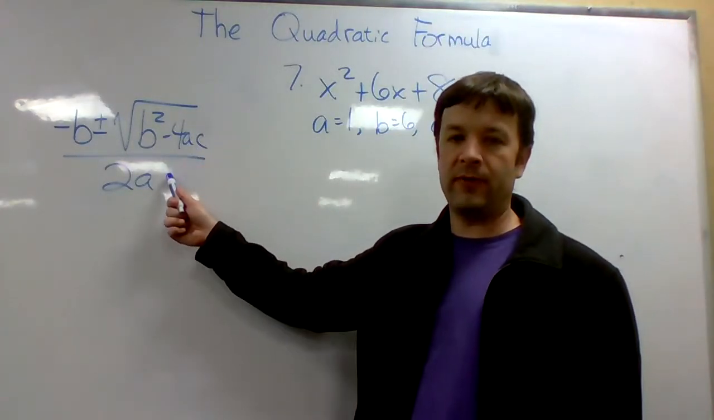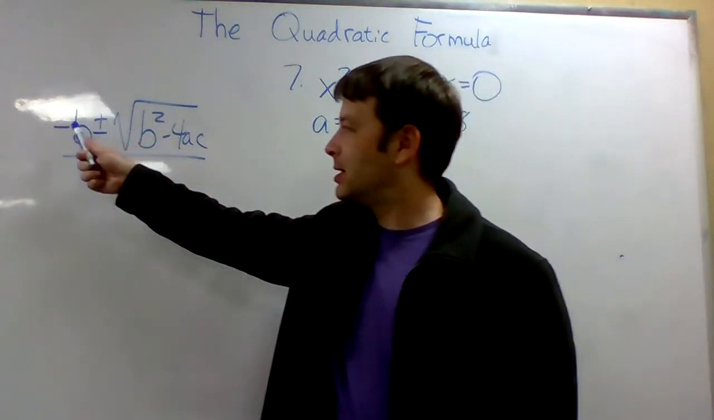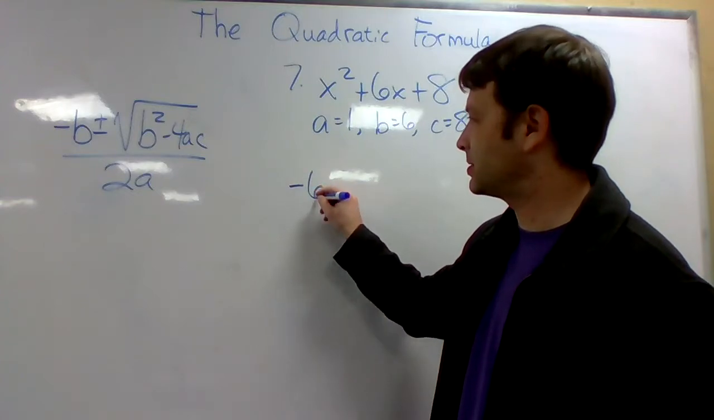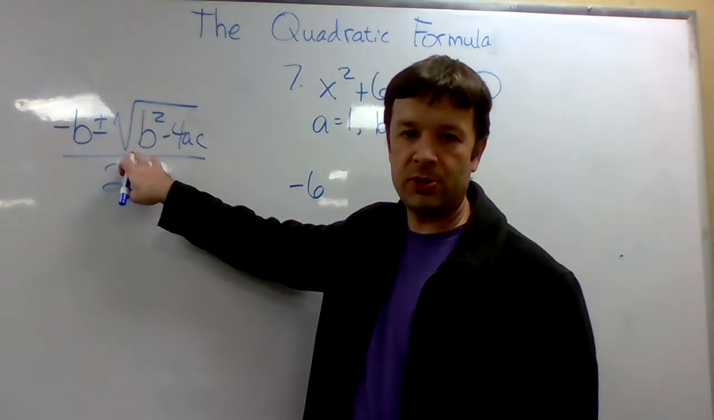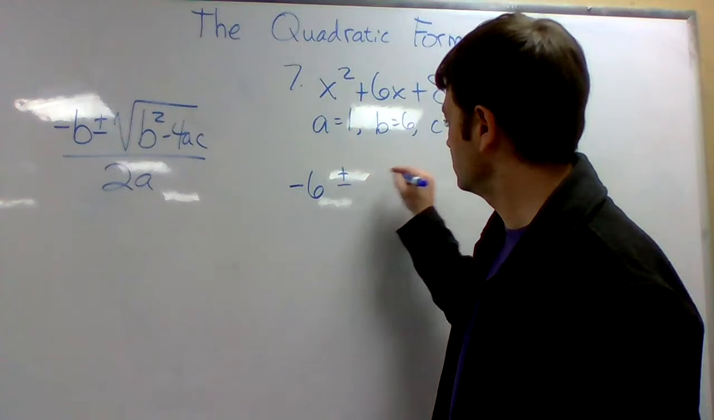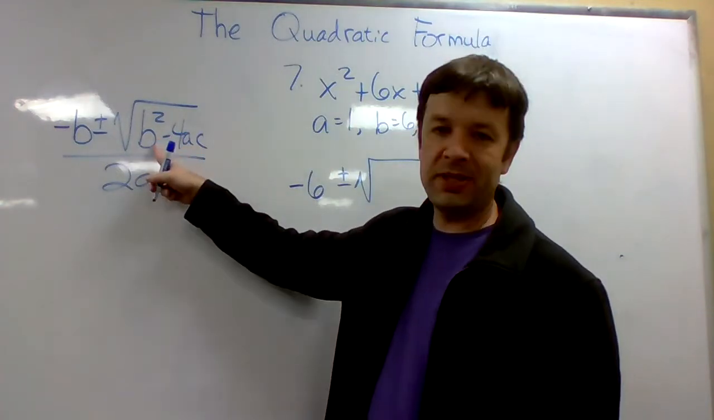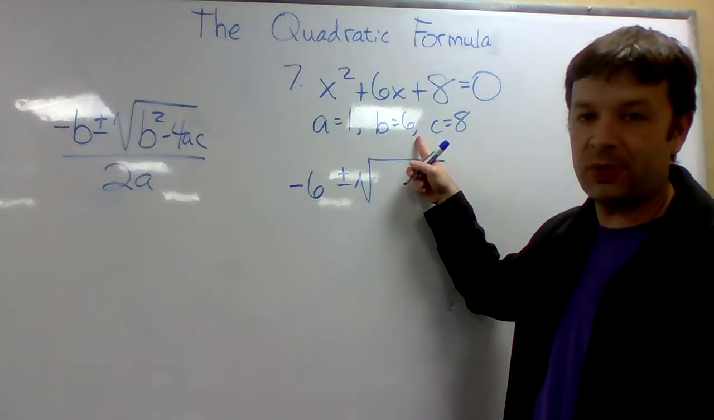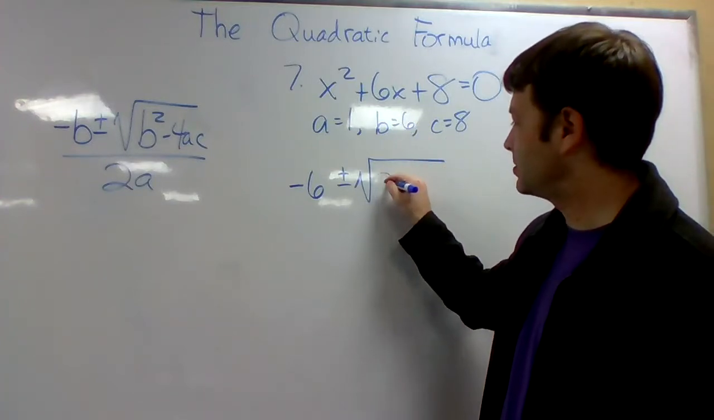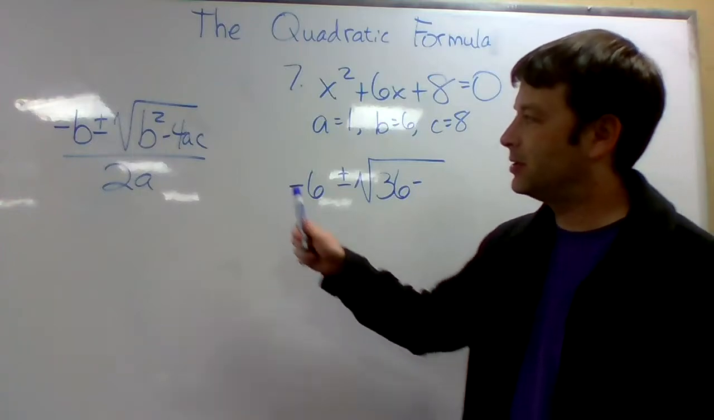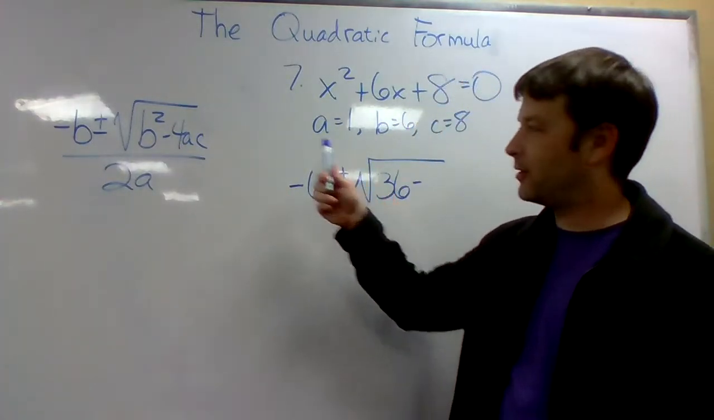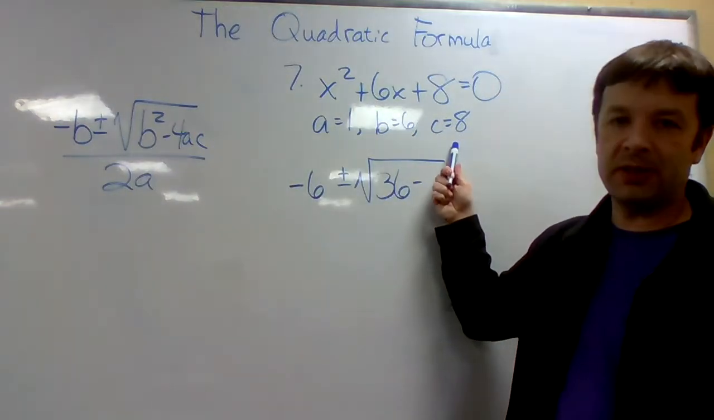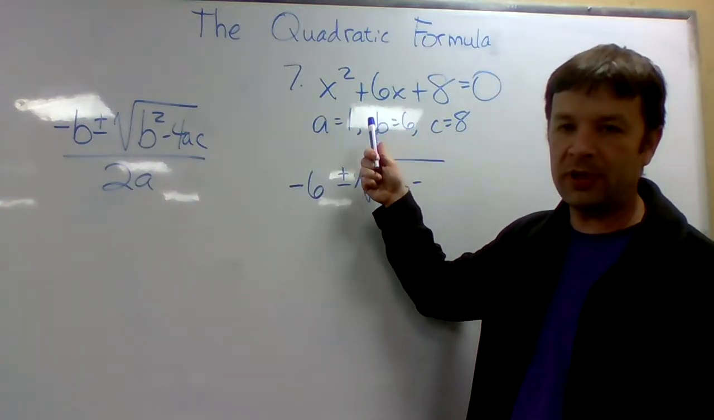So I'm going to use the quadratic formula. Here I go. Negative B. B is 6, so I'm going to put negative 6, plus or minus the square root of B squared. B is 6, so 6 squared, 6 times 6 is 36. Minus, I went and put the minus there, 4 times A times C. So what is 4 times 1 times 8?